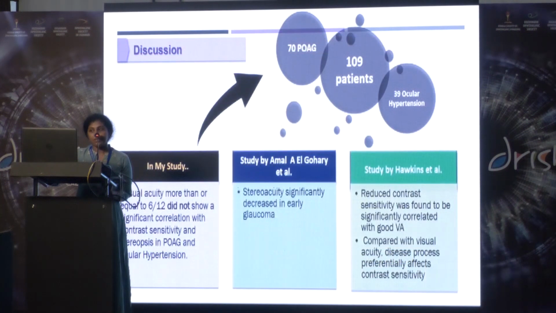Coming to my discussion, my study consisted of 109 patients with 70 POAG and 39 ocular hypertensives. In my study, visual acuity more than or equal to 6/12 did not show a significant correlation with contrast sensitivity and stereopsis. In a study by Amal et al., stereo acuity significantly decreased in early glaucoma, and in a study by Hawkins et al., reduced contrast sensitivity was found to be significantly correlated with good visual acuity, and compared with visual acuity, the disease process preferentially affects contrast sensitivity.